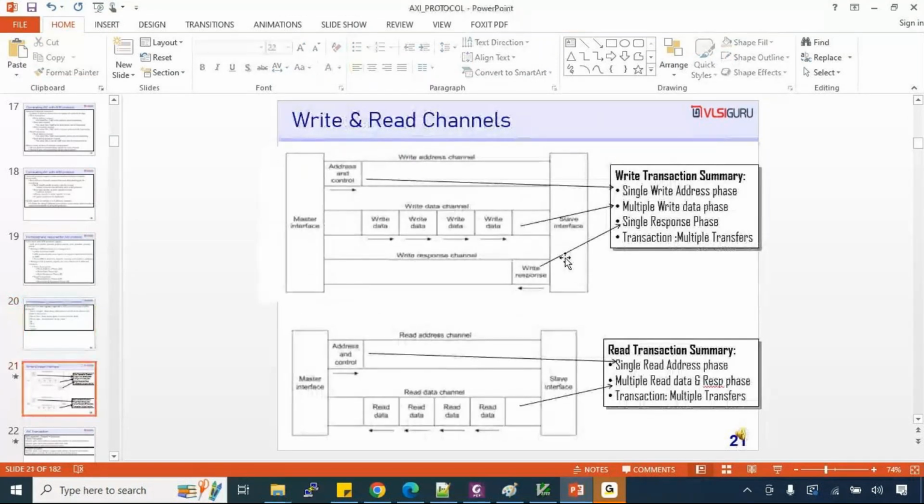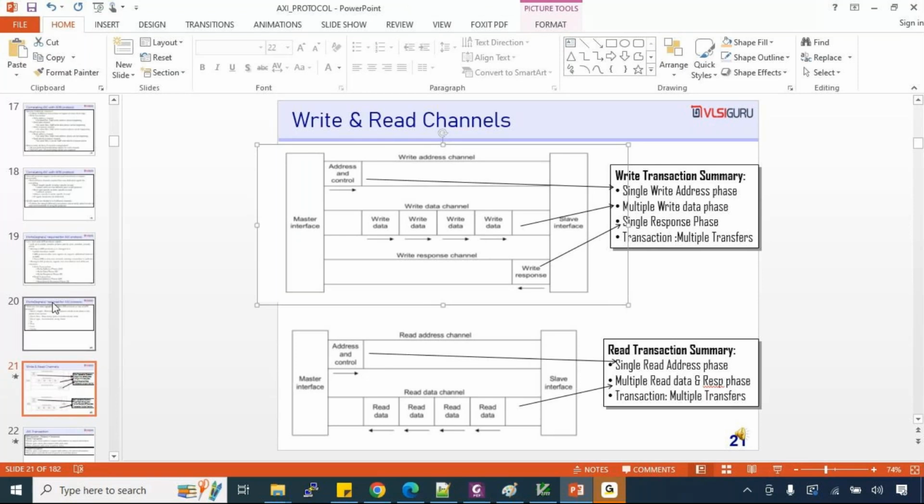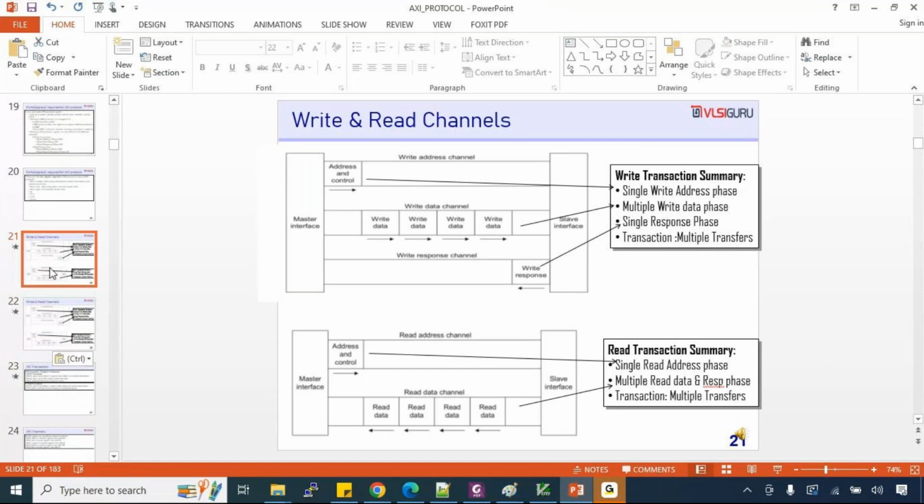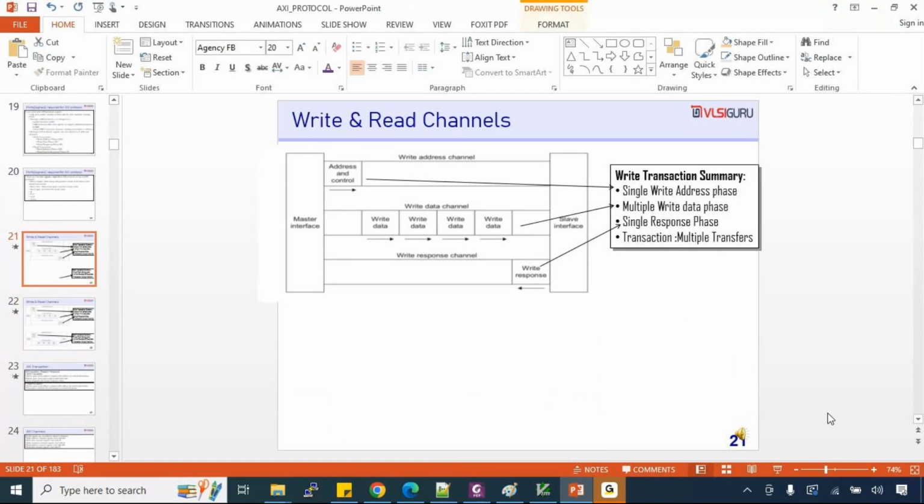This is how the diagram looks. At the top are the write channels: write address channel, write data channel, write response channel. First, let's try to understand the write information only. First, let's only understand the write channels. How many channels are there for write?